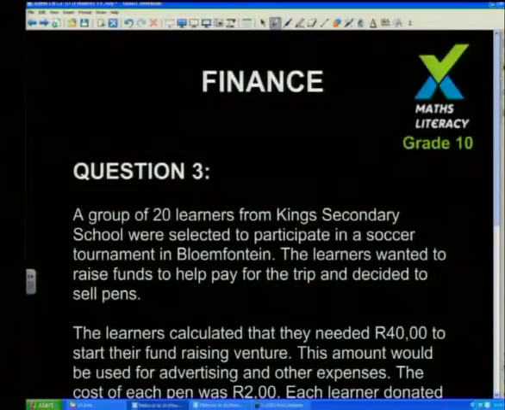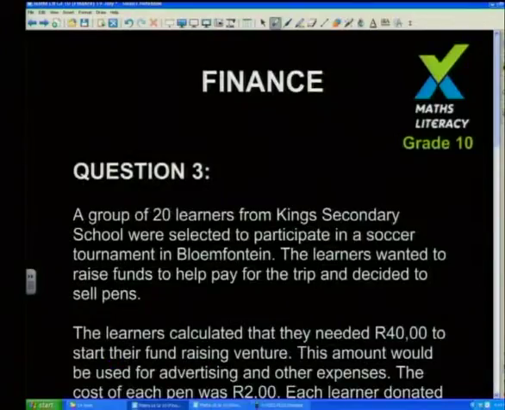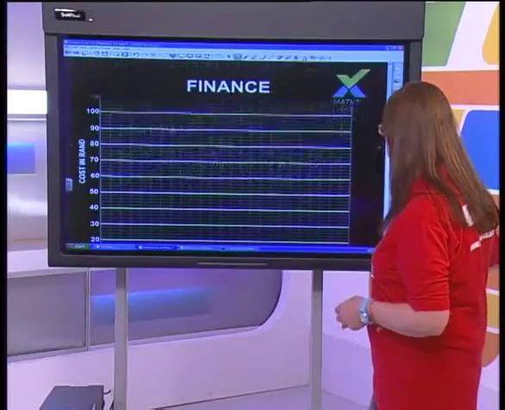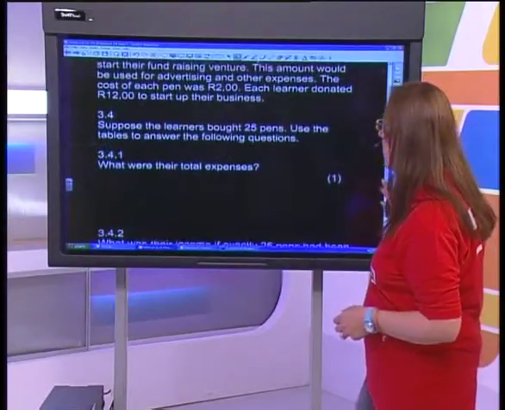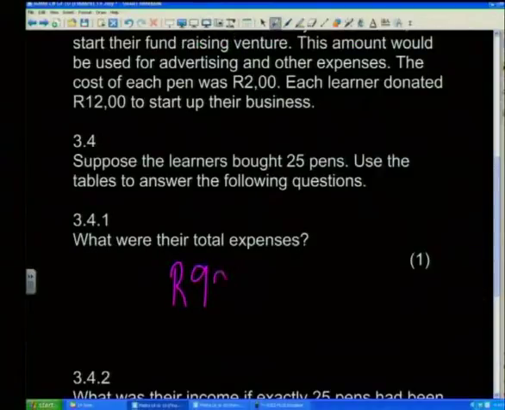Now I'm going to have to try find my space again. Done that calculation. There's the graph. Okay, so they bought 25 pens. What was their total expenses? And that was 90 Rand.